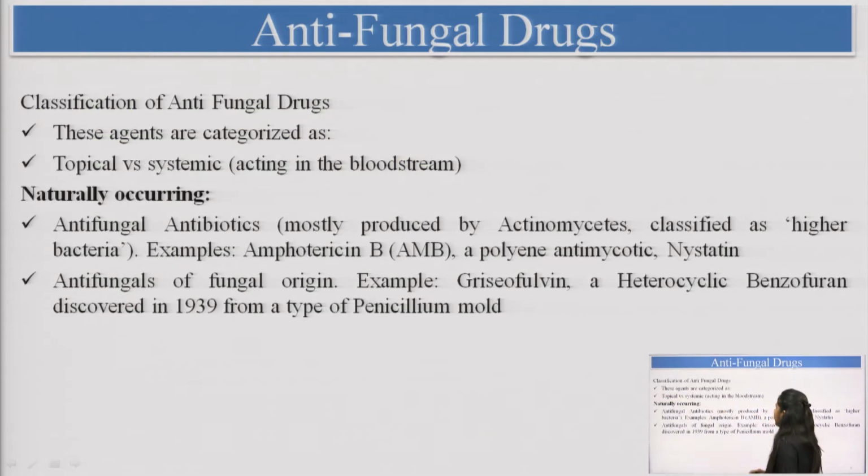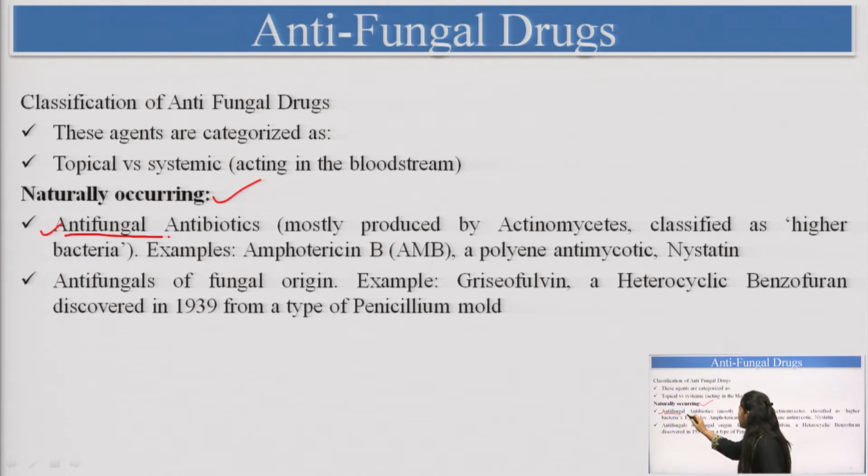Now see the antifungal drugs. The classification is basically topical versus systemic. For topical infection we prescribe topical drugs. For systemic infection we have some other formulations. So see, there are two types of drugs. The first is the naturally occurring, which means we are getting it from a living system.